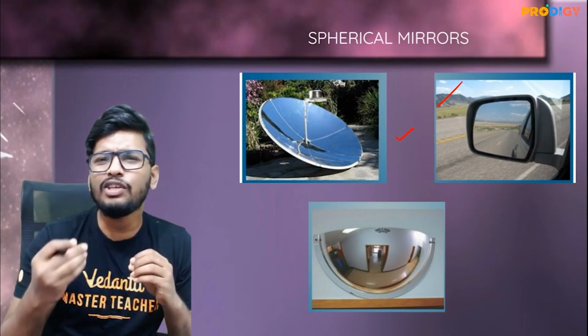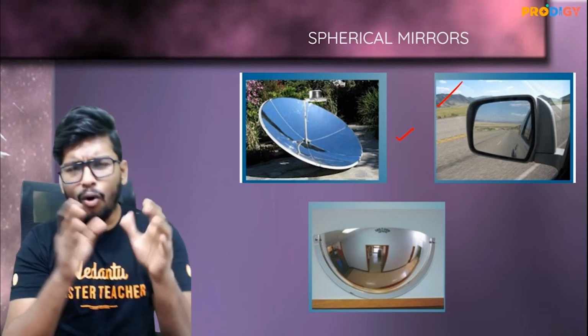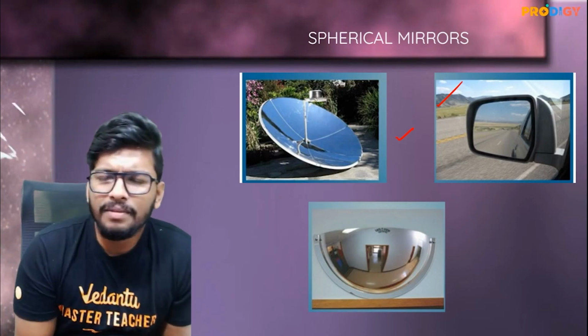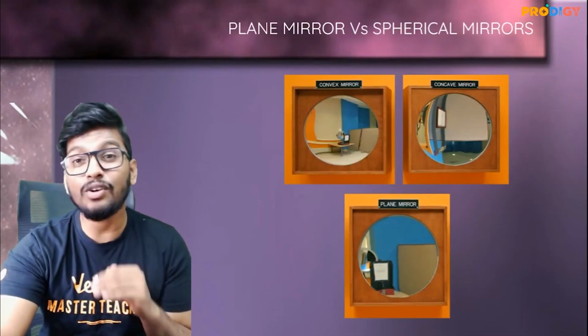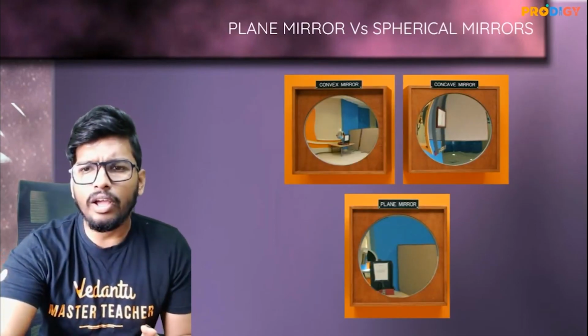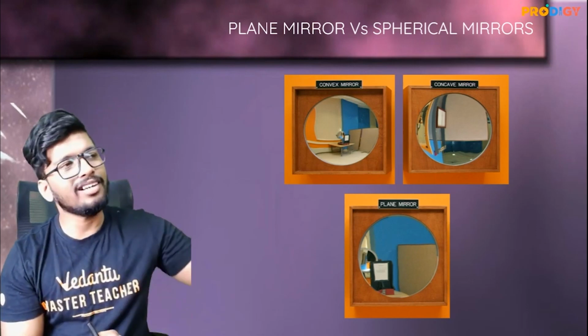Now, what is so special about it? See guys, all these mirrors that I just talked about, these are all nothing but your spherical mirrors. They're all spherical mirrors. Now, you have two types of mirrors. You have one is spherical mirrors and then you have your plane mirrors.